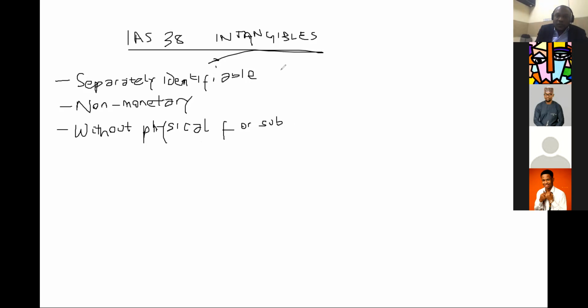All right. So first of all, an intangible asset, according to IAS 38, will be separately identifiable. It will be an asset that is independent, can exist on its own, separately.